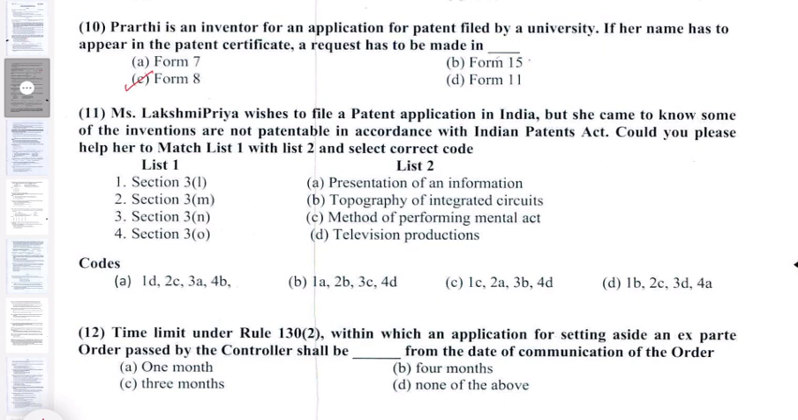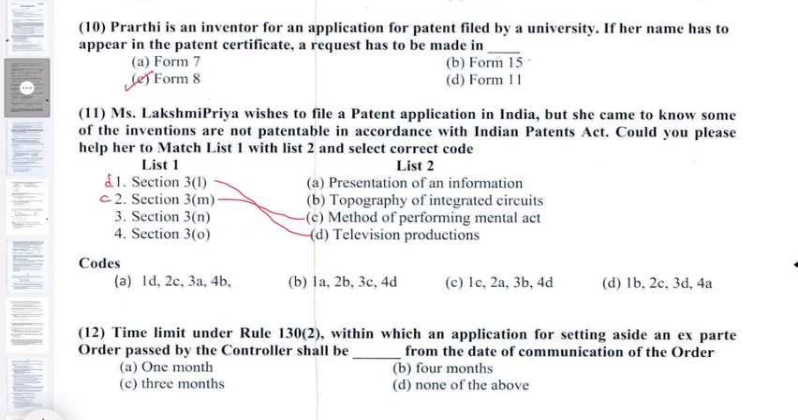Miss Lakshmi Priya wishes to file a patent application in India, but she came to know some of the inventions are not patentable in accordance with the Indian Patent Act. Could you please help her to match list 1 with list 2 and select the correct code? So here section 3L. So actually section 3L is for literary, dramatic, musical works. So here television products. So 3L for television products. 3M, M is for method of playing a game, performing mental act. So this is method of performing a mental act. So M is for C.